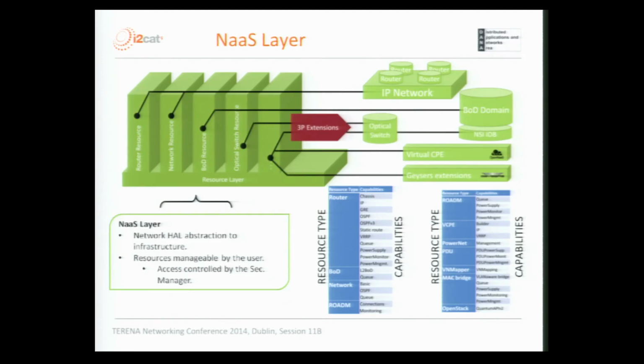Then we have the network as a service layer. This is the most important layer in I2CAT, because it's where you build all the resources that are managed by the framework. You define the resource as a generic resource, and you associate a set of capabilities to each resource. These capabilities are accessible with the remote APIs. Mainly we have REST APIs, but you can develop your own remote APIs if REST is not compliant with your requirements.